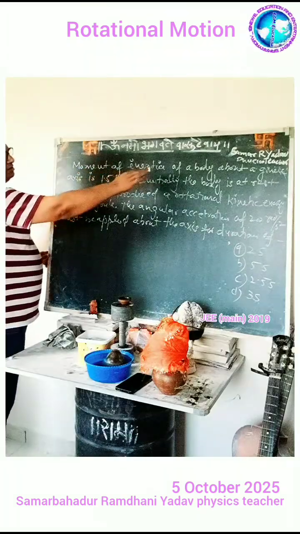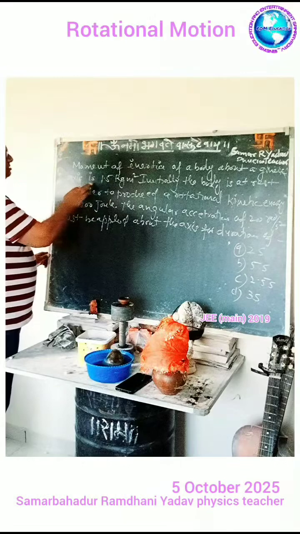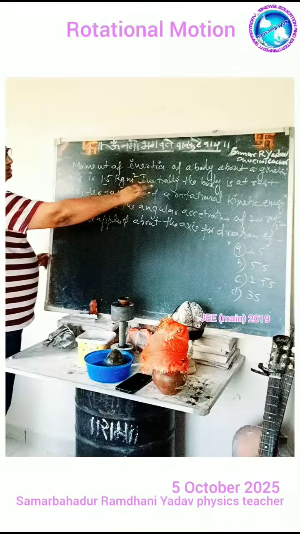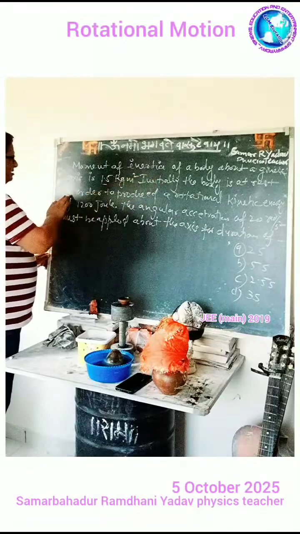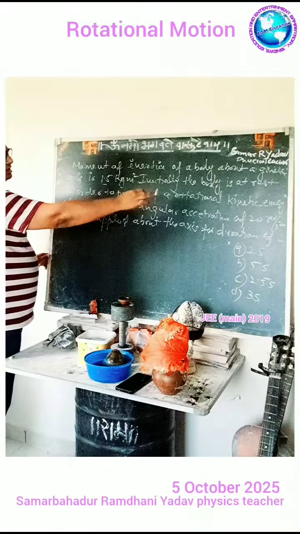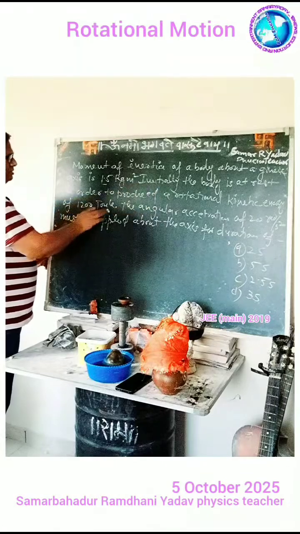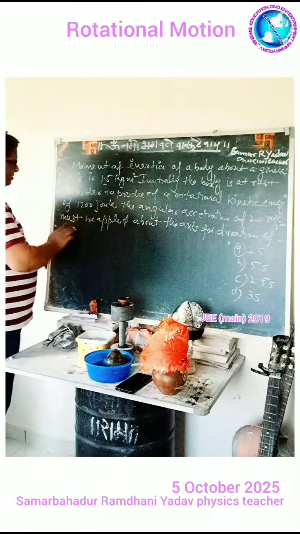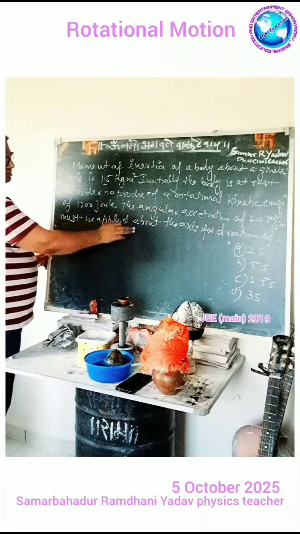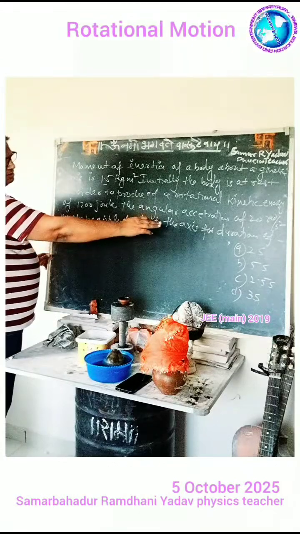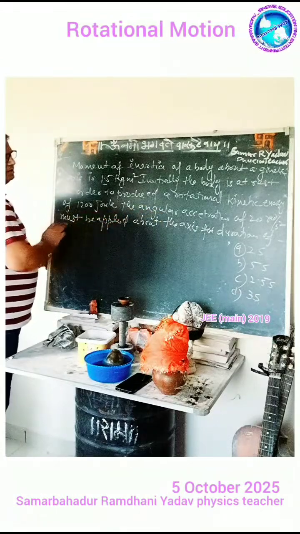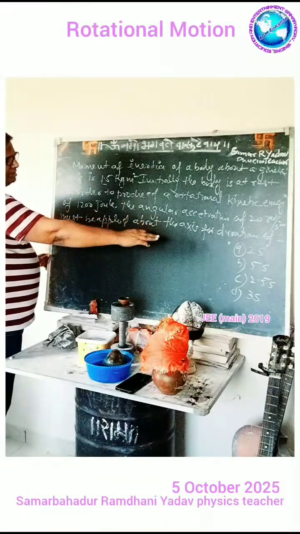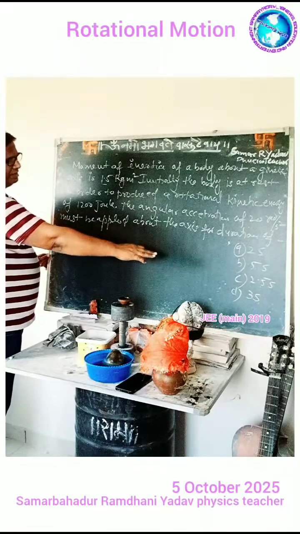The moment of inertia of a body about a given axis is 1.5 kg m². Initially the body is at rest. In order to produce a rotational kinetic energy of 1200 joule, an angular acceleration of 20 radian per second square must be applied about the axis for a duration of dash. That we will get as the time here. There are four options given: A 2 seconds, B 5 seconds, C 2.5 seconds, and D 3 seconds.